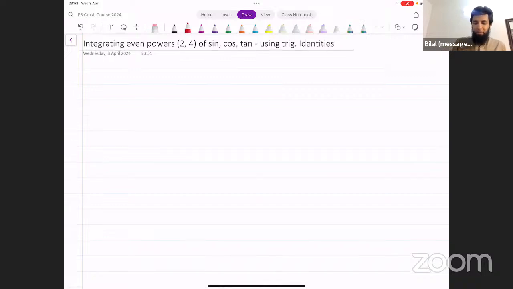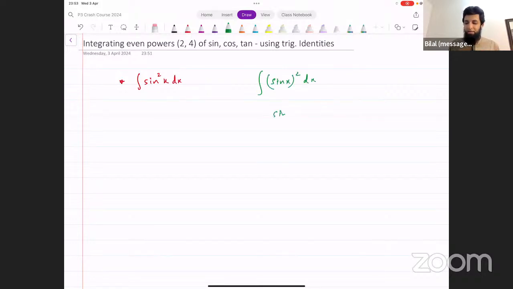Let's start with sine square x first of all. So the idea is this is sine square x, right? Remember, we cannot use the power rule here. So this function is sine of x whole squared. We can't say use the power rule like this, sine x raised to power 3 divided by 3 and then divide by the derivative of sine, which is cos x. It does not work like this.